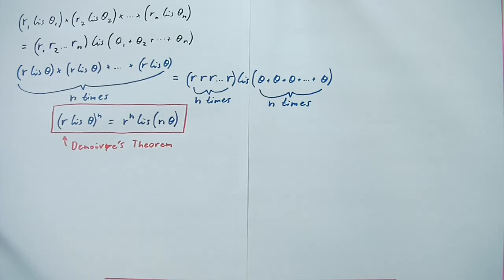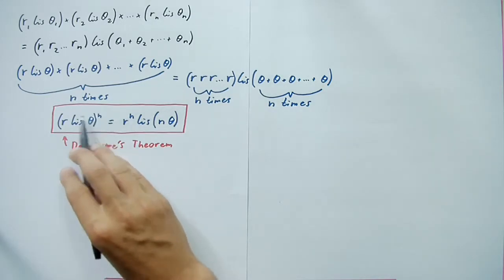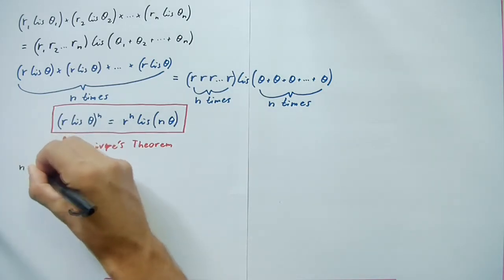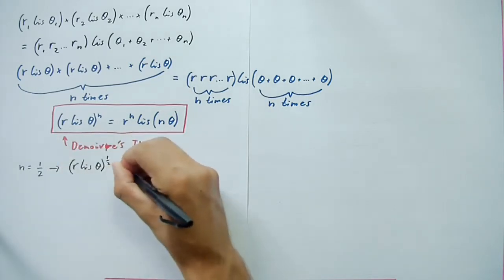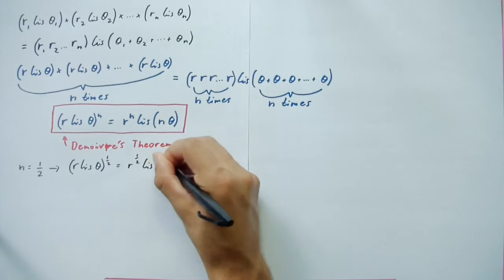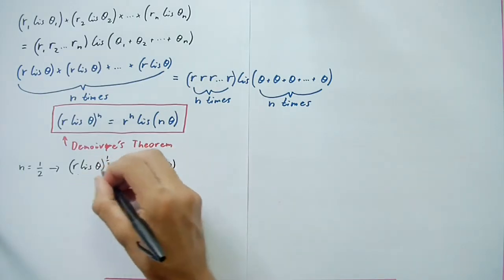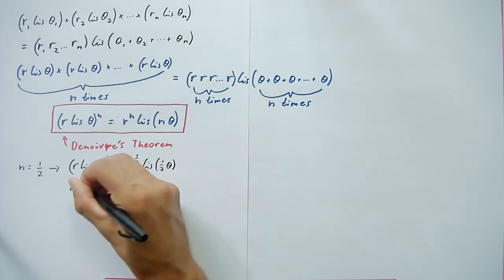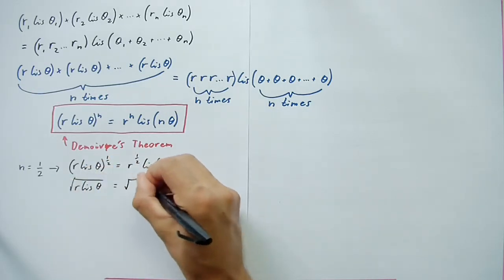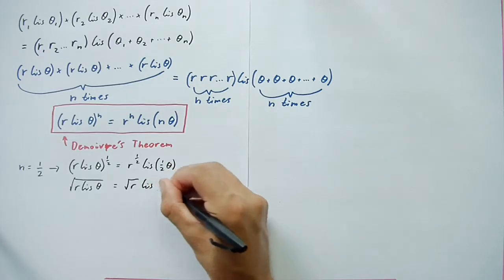But the great thing about De Moivre's theorem is that it works for any number n. So for example, we can calculate the square roots of complex numbers by setting n equal to a half. And that will give us (r cis theta) to the power of a half is equal to r to the power of a half times cis of half a theta. But of course (r cis theta) to the power of a half is the square root of r cis theta.